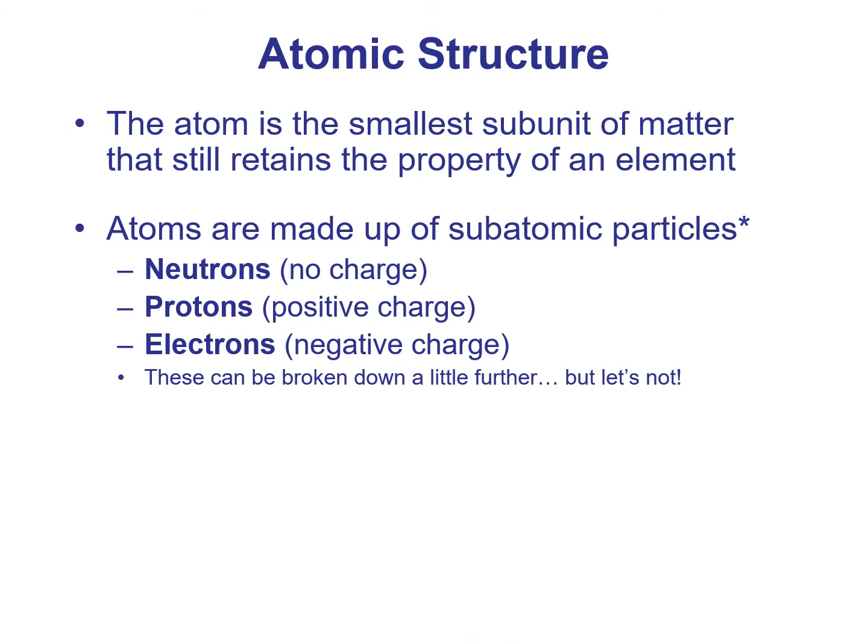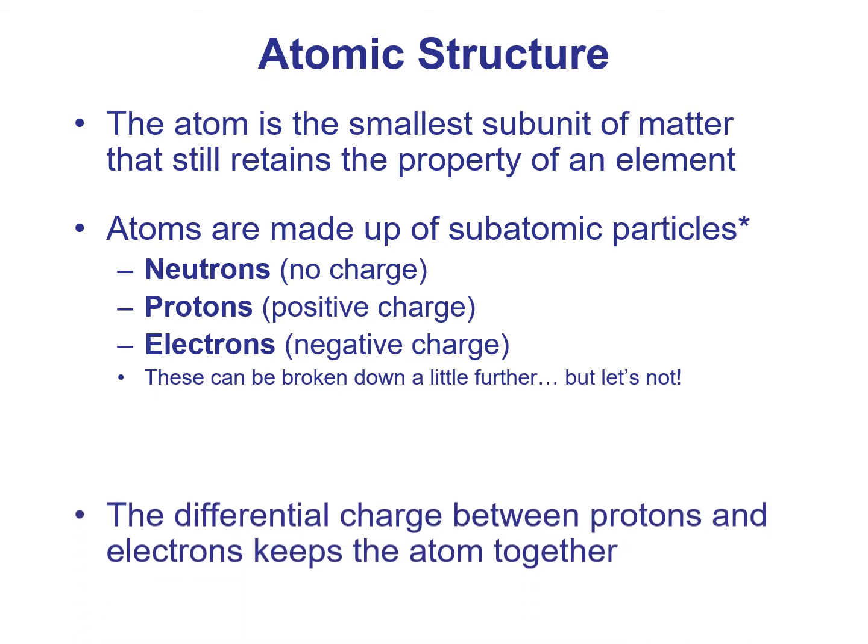Atoms are made up, as we mentioned, of subatomic particles. Subatomic particles are neutrons, protons, and electrons. Neutrons, no charge, protons, positive charge, electrons, negative charge. Now we can break up those parts too. We can get into quarks and things like that, but we're obviously not going to do that in this course.